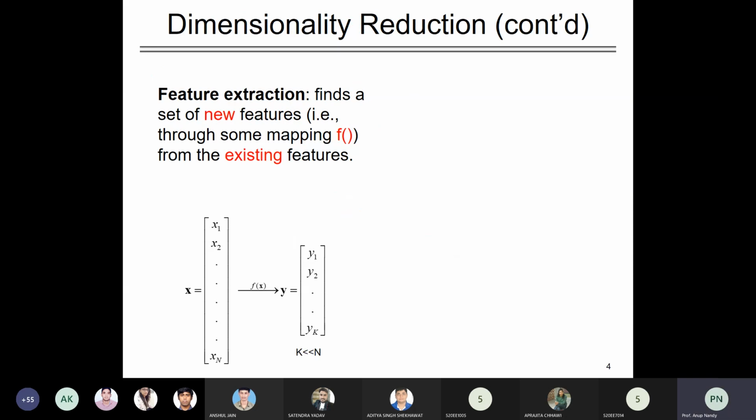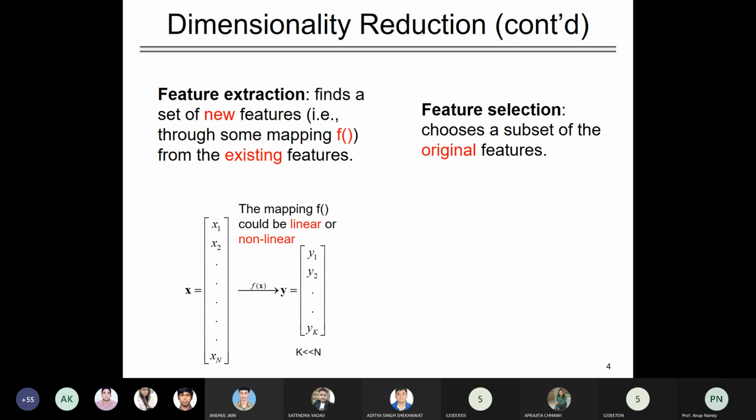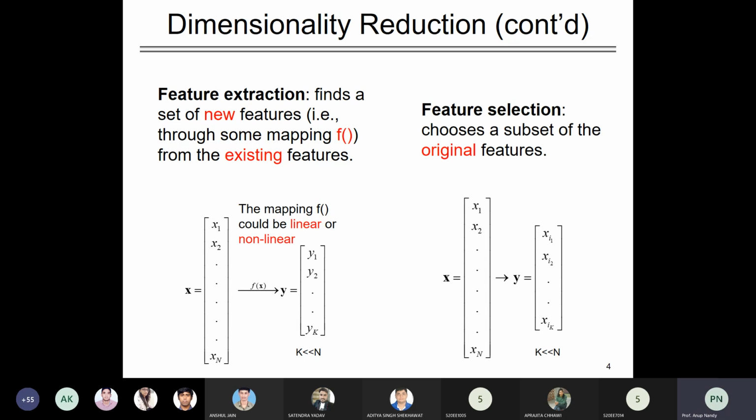Now there are two important concepts called feature extraction and feature selection. These are the important things. Whenever you see feature extraction, it means you are trying to find a new set of features through some mapping functions. This mapping can be a linear mapping or a non-linear mapping, so that it finds a set of new features through some mapping functions from the existing features.